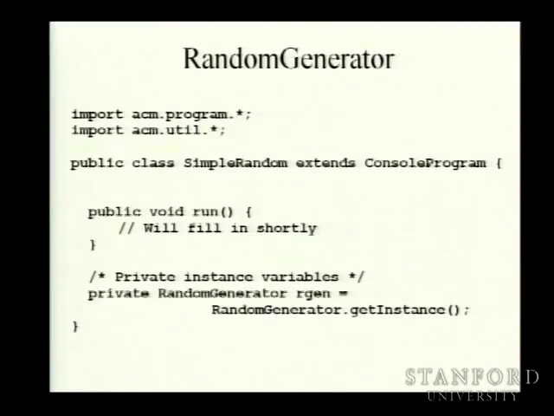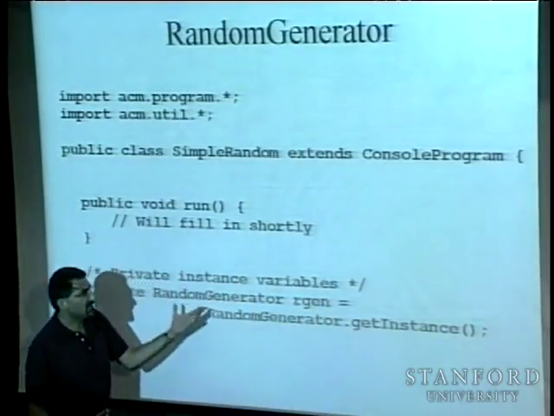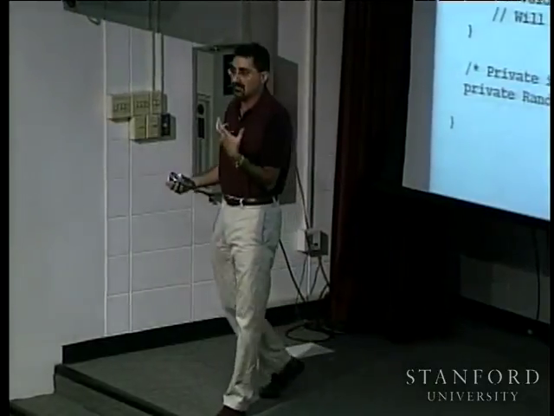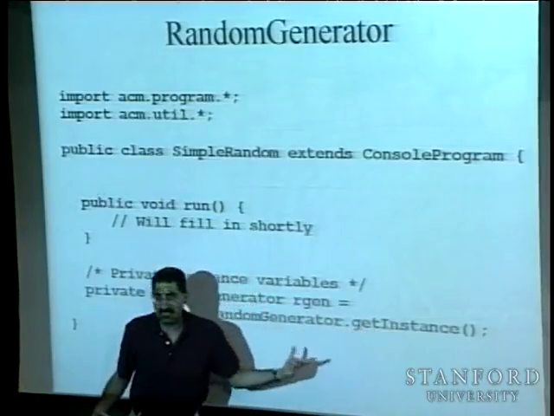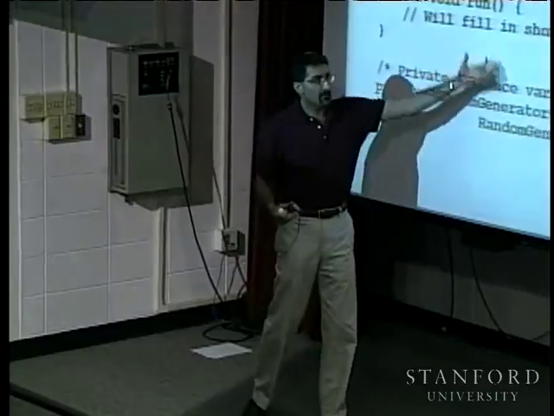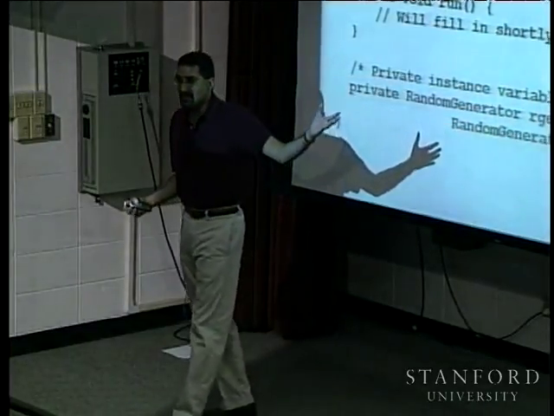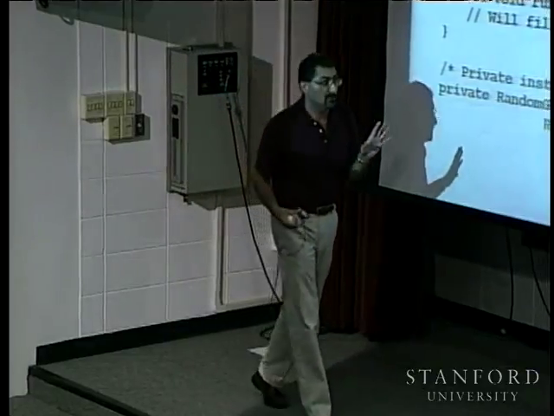Where I actually declare my instance variable is outside of the scope of any particular method, but inside my class, just like when you declared constants. Okay? So here I say private RandomGenerator rgen = RandomGenerator.getInstance(). Whenever I create a new object of this class, it will initialize this variable rgen to be an instance of RandomGenerator. That variable rgen is visible to all of the methods inside my class, and its lifetime will exist until that object goes away, until I'm actually done with the object.